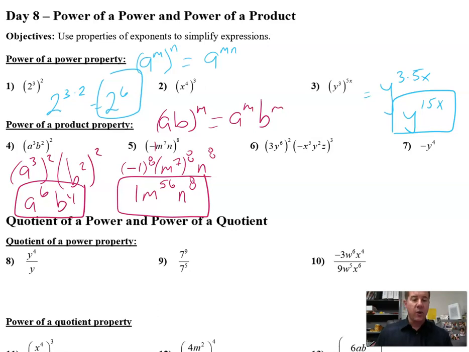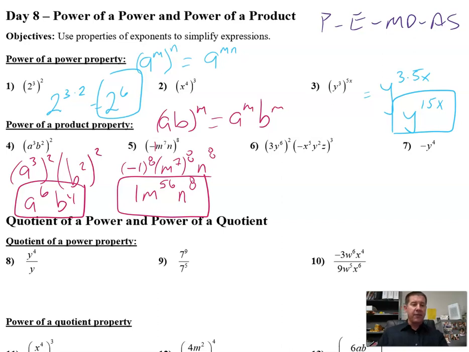3y to the 6th squared times negative x to the 5th y squared z all raised to the 3rd power. When you start getting into more complicated problems like this, keep in mind order of operations, okay? Please excuse my dear Aunt Sally. Okay, that's the way I always learned it. Please excuse my dear Aunt Sally. Or PEMDAS. Some people use PEMDAS.